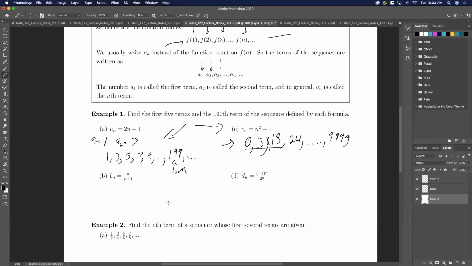All right, let me do this one, and then I'll have you guys do this one. So we have n over n plus 1. And so here, for the first term, would be 1 over 2. The second one would be 2 over 3. The next one would be 3 over 4. The next one would be 4 over 5. The next one would be 5 over 6. We get all the way to the 100th term. It would be 100 over 101.